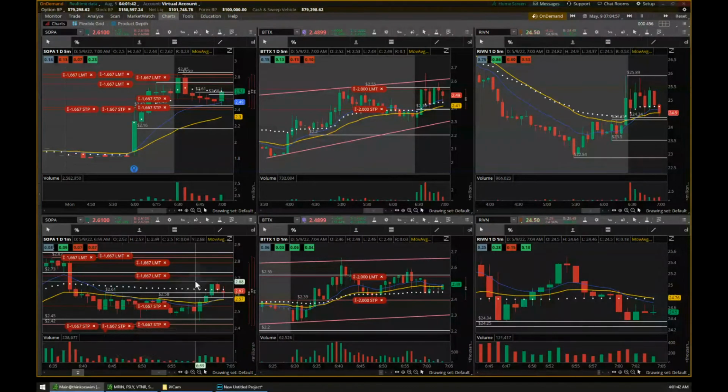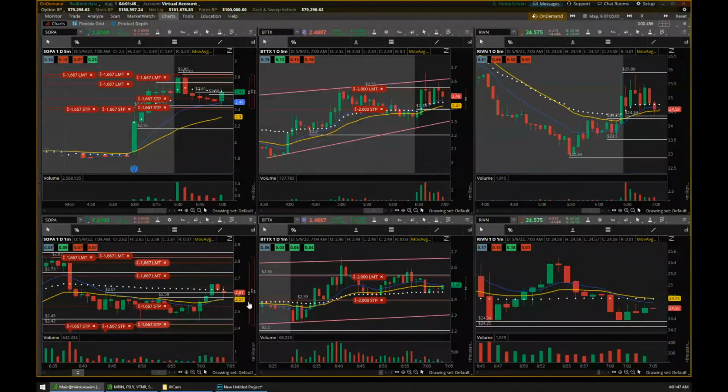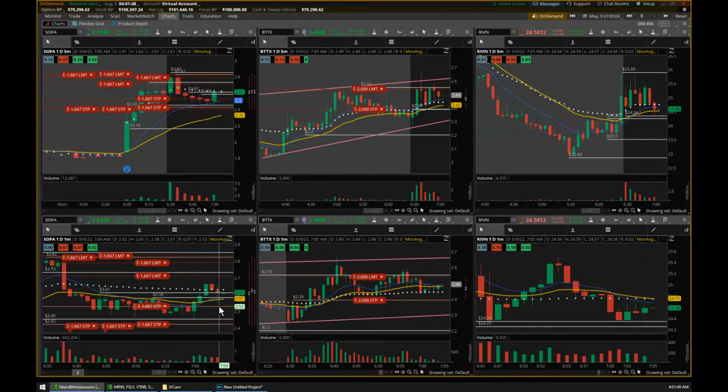And I am going to leave that one right where it's at because I would like to take some profit at that point because the stop is a little higher up. Look at BTTX. Looking for that breakthrough there. Up 137, 140.